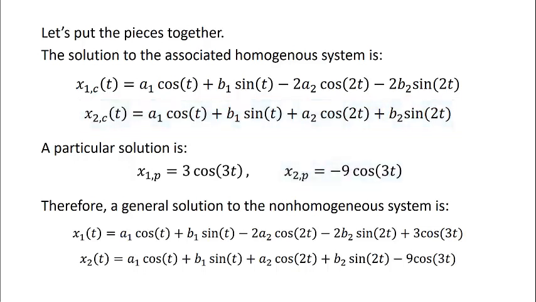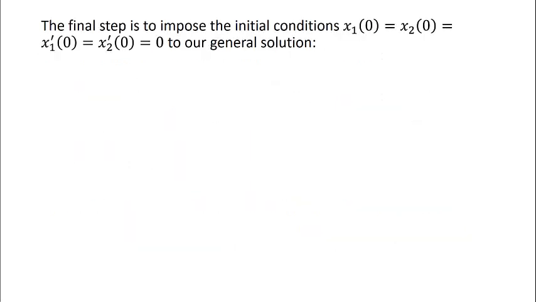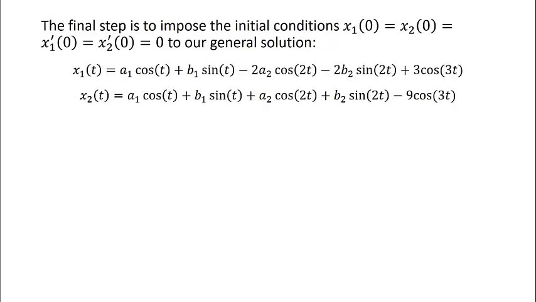Now, we want to solve for these coefficients, the a's and the b's. And so for that, we're going to impose our initial conditions. So the final step is to impose our initial conditions. Recall that x1 of 0, x2 of 0, x1 prime of 0, and x2 prime of 0 were all 0. So we're going to apply that to our general solution.